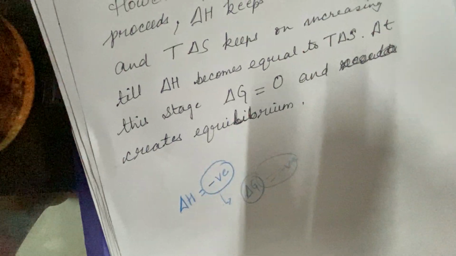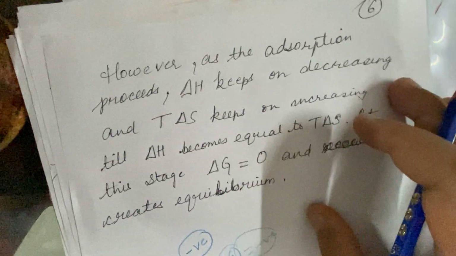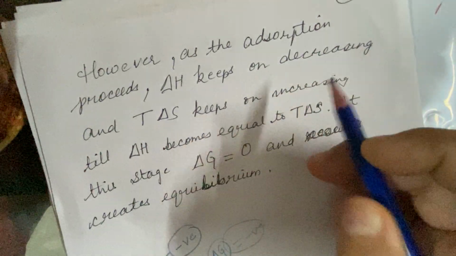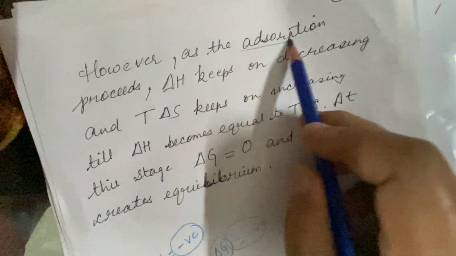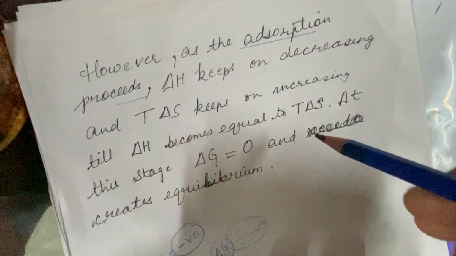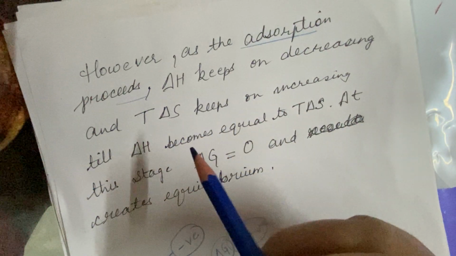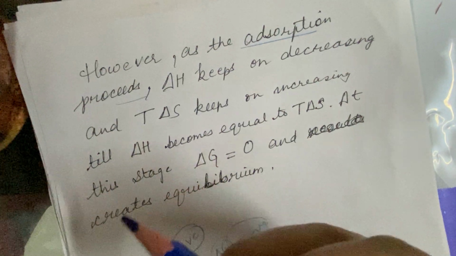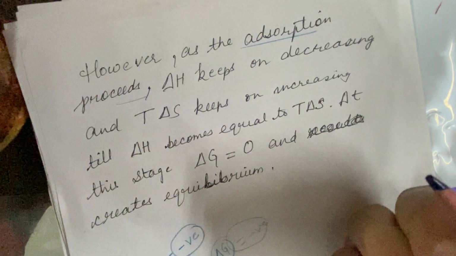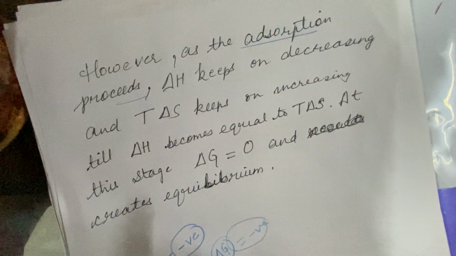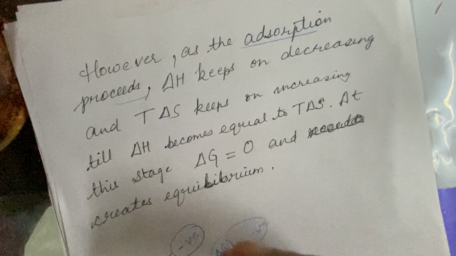Adsorption is taking place, or the rate of adsorption is increasing. But at some point, what happens when your adsorption proceeds? Earlier also we studied that in the beginning the rate of adsorption increases, and as the adsorption proceeds further, the rate of adsorption decreases, and finally it will attain equilibrium. Now, why is this happening?